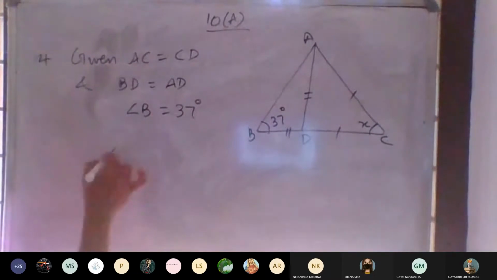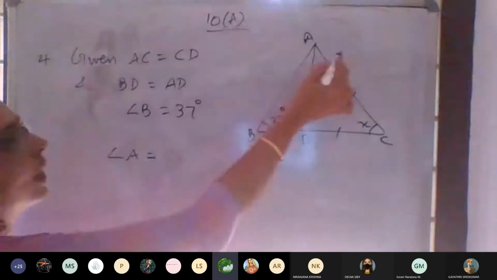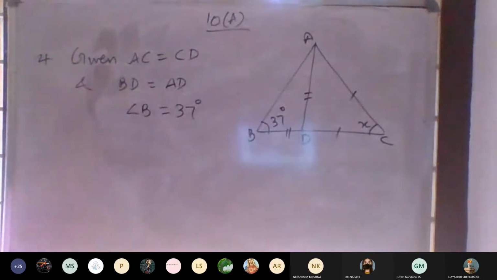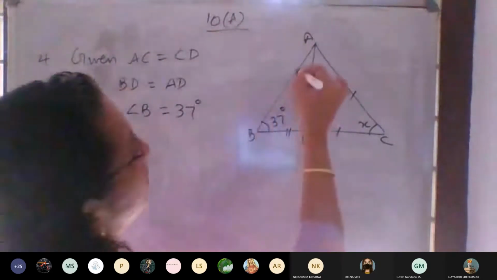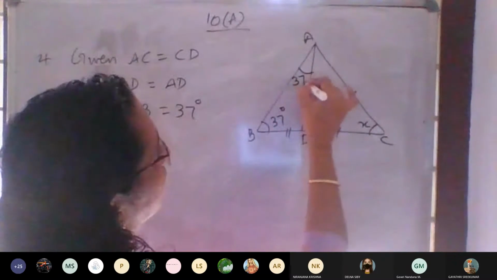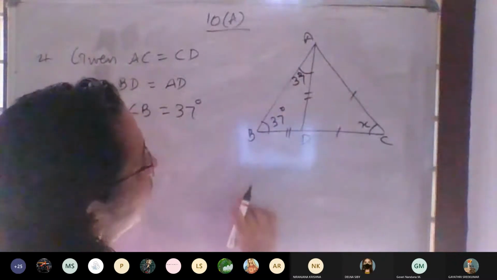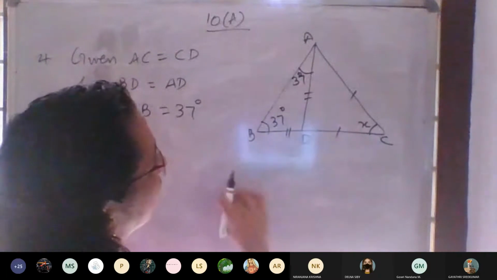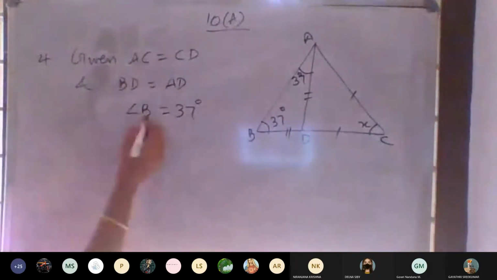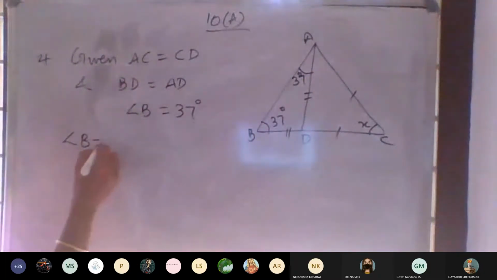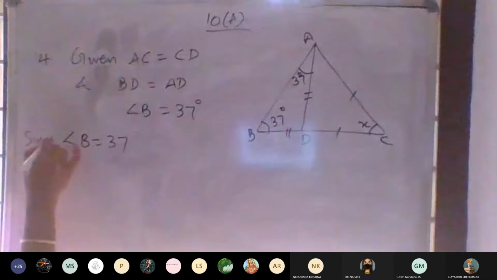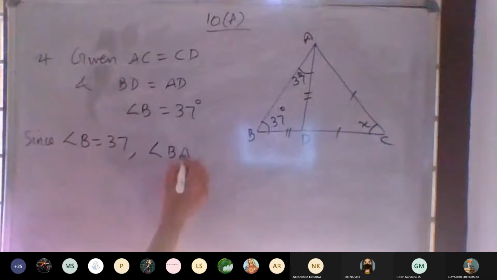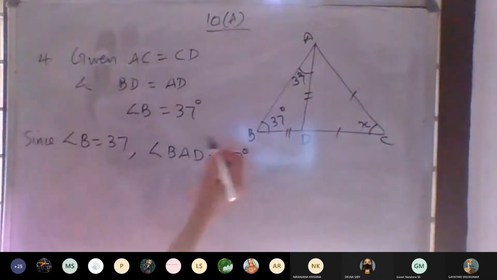We can't write A directly, because A means the whole angle. So write DAB. Angle BAD will be 37. Why? Because these two sides are equal, so the opposite angles are equal. Since angle B is equal to 37, angle BAD also will be 37 degrees.